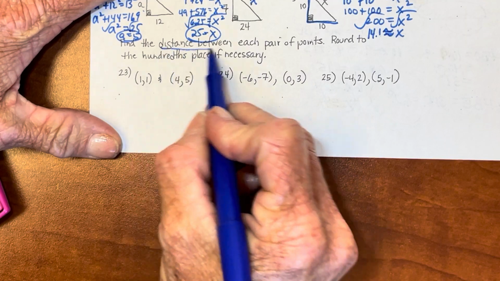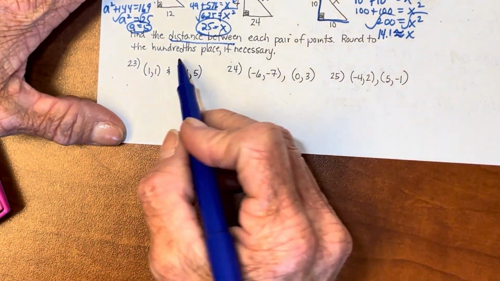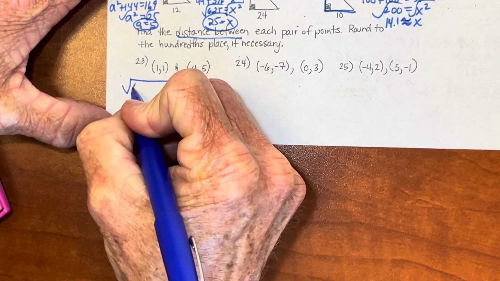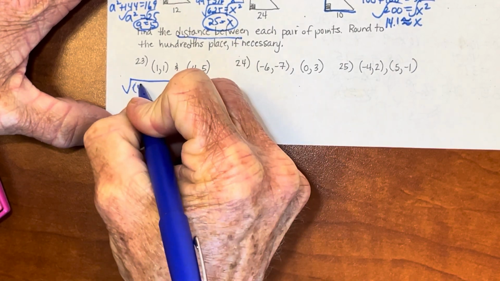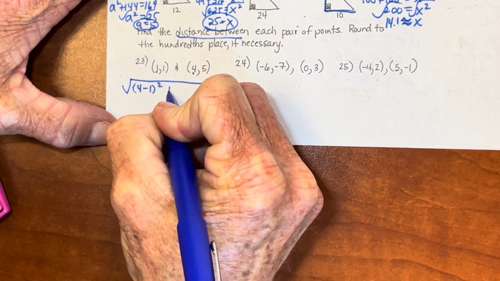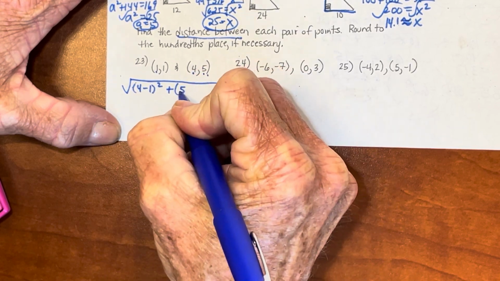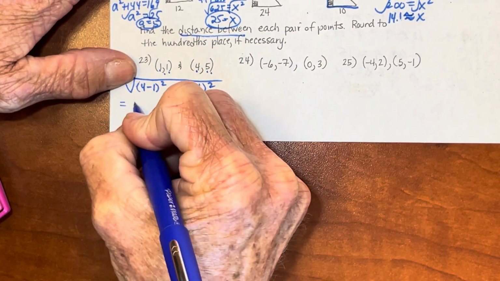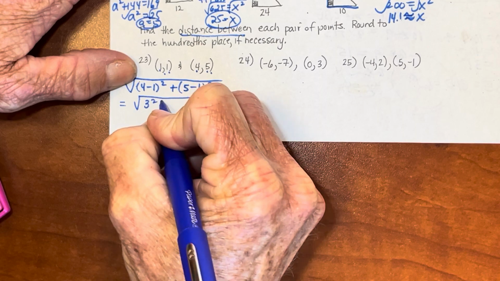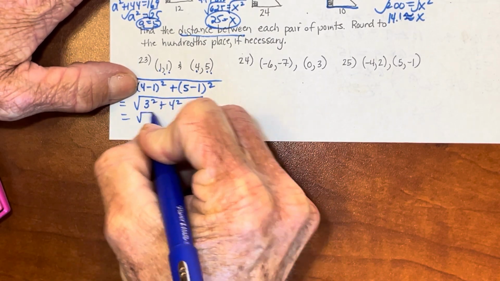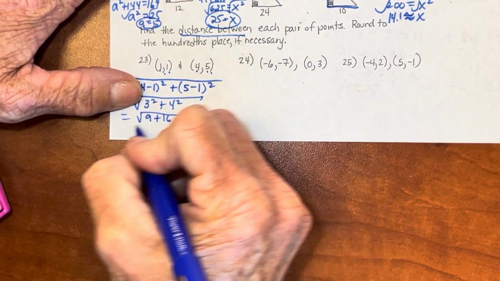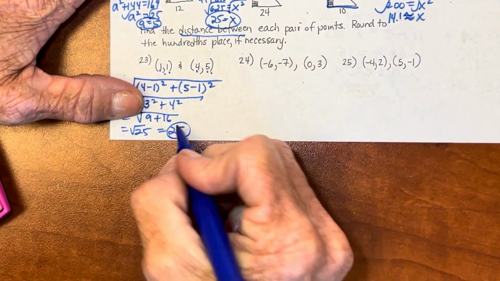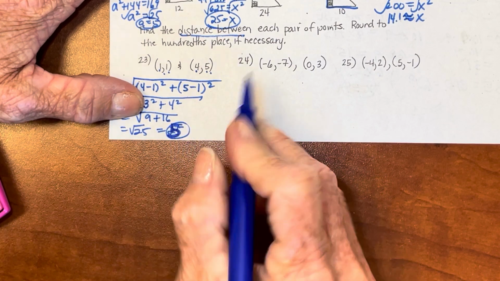And then down here we're finding the distance between these points. You're welcome to draw a triangle if that's your preference. I'm just going to quickly do the distance formula. So the second x minus the first x squared plus the second y minus the first y squared, and the square root of all of that. So we'll end up with the square root of 3 squared plus 4 squared. The square root of 9 plus 16 is the square root of 25, and that equals, I'm sorry, 5. The square root of 25 is 5.